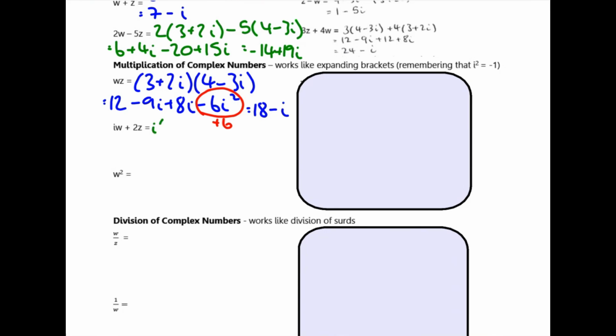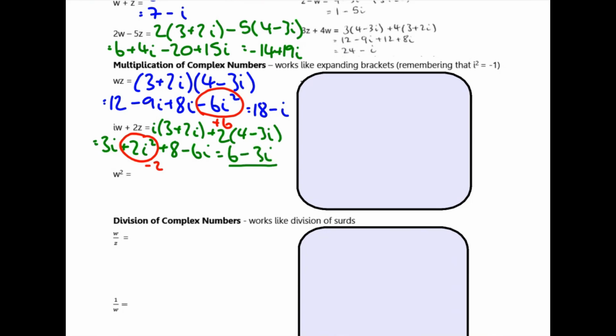For this next one, I've got iw, so that's i times 3 plus 2i, plus 2z. I'm going to expand out the brackets again and then collect like terms. So i times 3 is 3i. I'm going to put plus 2i squared here. 2 times 4 is 8. And minus 6i. Remember, i squared is minus 1. So this 2i squared is equal to minus 2. Collecting up my real and imaginary parts, I've got minus 2 plus 8, which gives me 6, and then 3i minus 6i gives me minus 3i.